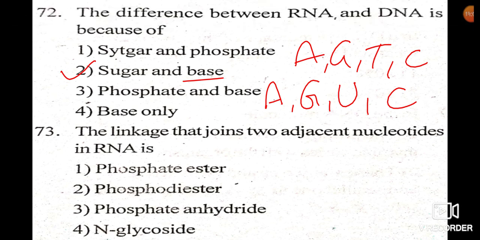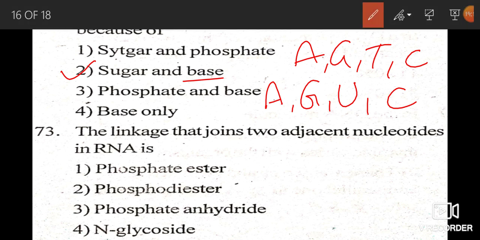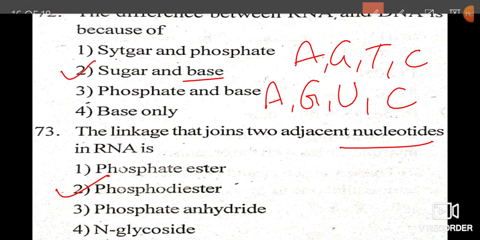Question number 73. The linkage that joins 2 adjacent nucleotides in RNA is. Right option is 2, phosphodiester bond. A phosphodiester bond is formed between 2 adjacent nucleotides.